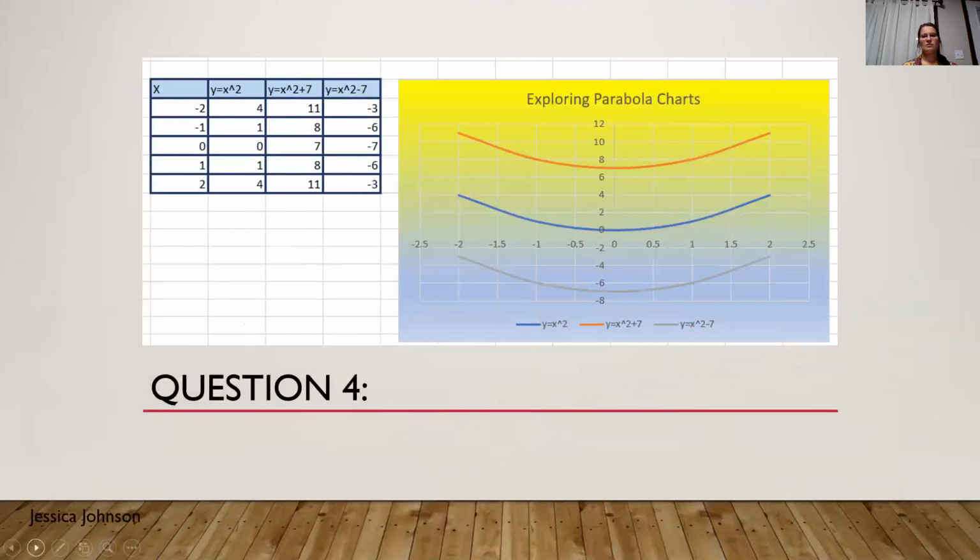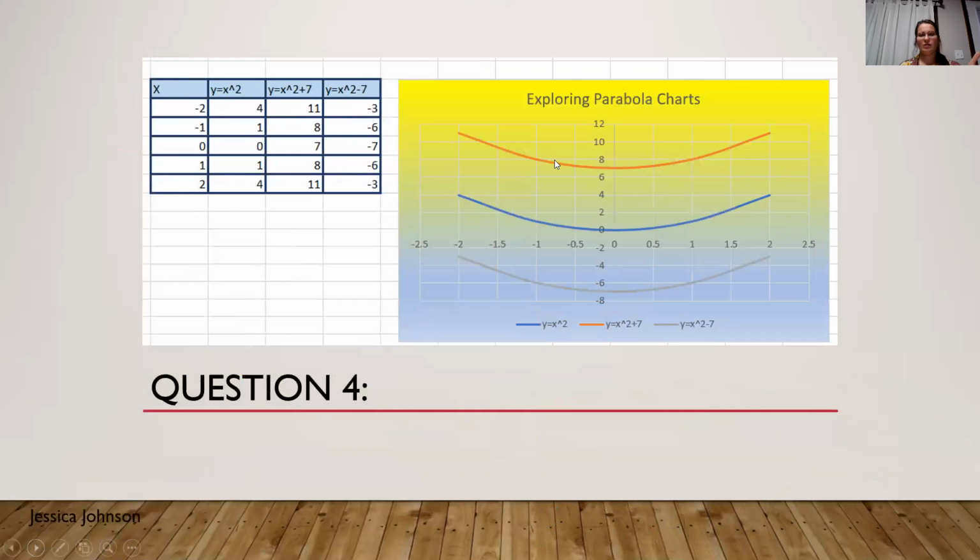Question 4 asks us to explore parabolas. I use the values for x of -2 all the way to 2. And you could have used any range for this, and you would have come up with different parabolas. But the point is that x has to follow the functions of y equals x squared, and y equals x squared plus 7, and y equals x squared minus 7. It has to follow these rules.